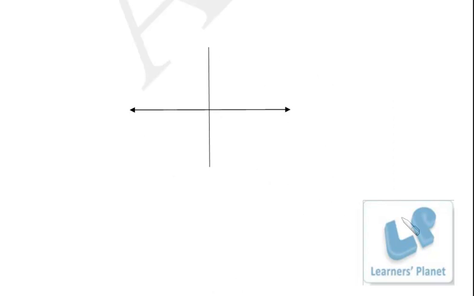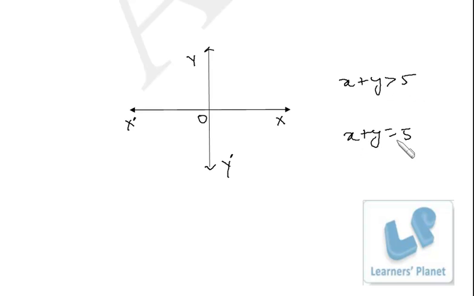Now here I have to draw x plus y greater than 5, right? This O, x, x dash, y, y dash. So to be able to draw x plus y greater than 5, first of all I'll draw x plus y is equal to 5. Now how do we draw this line? Just assume one of them to be 0 and find out the value of other. So when x is equal to 0, y is equal to 5, and when y is equal to 0, x is equal to 5, right?